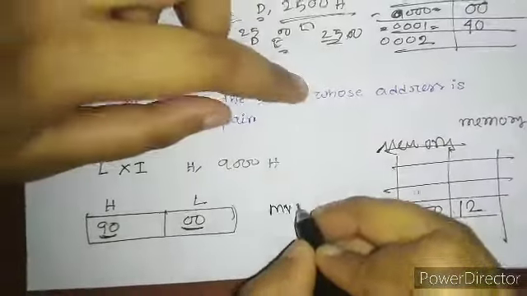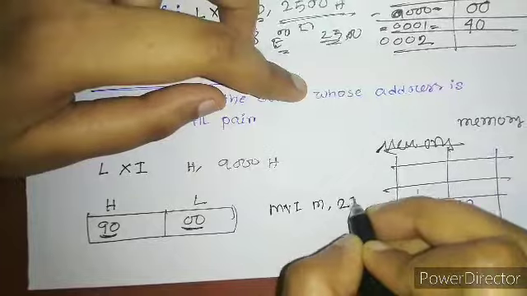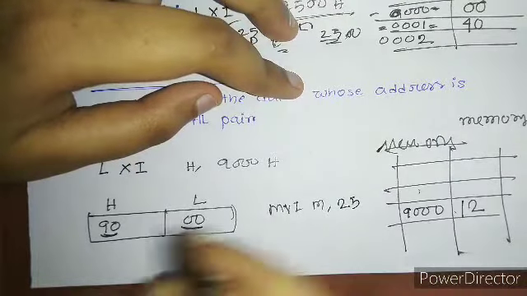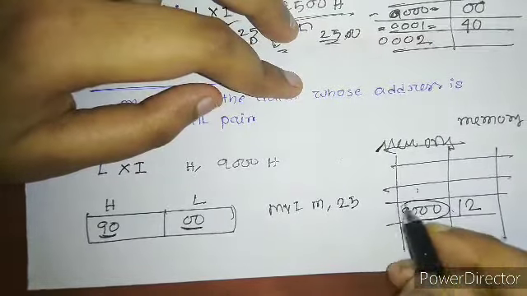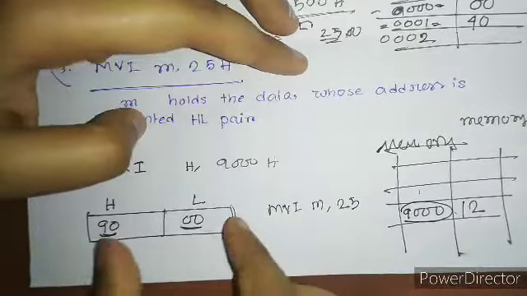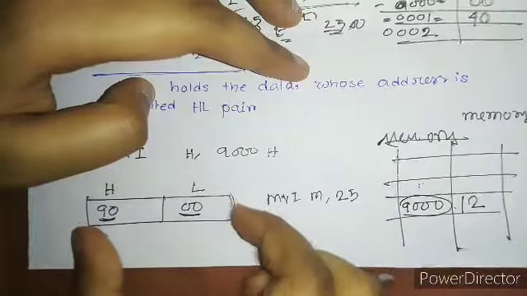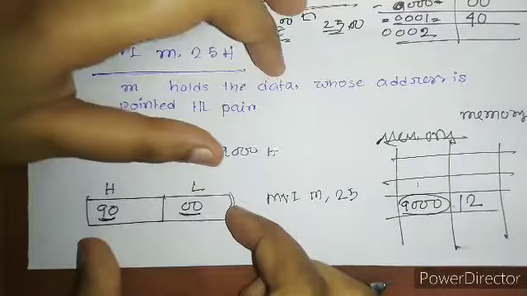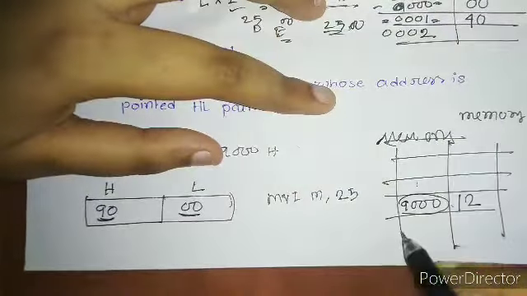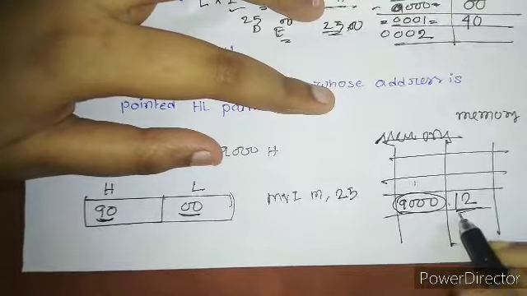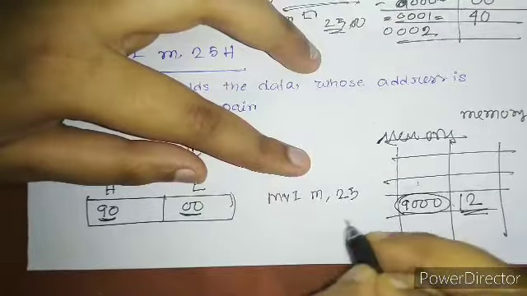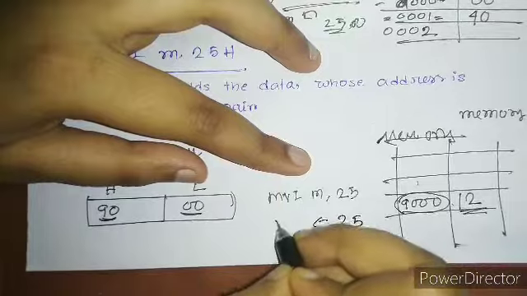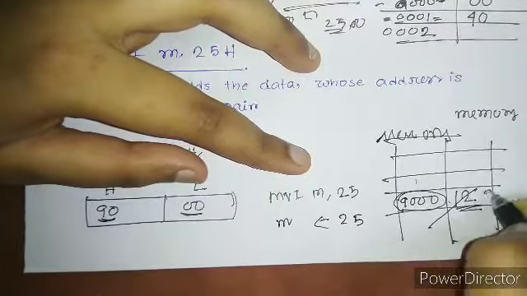MVI M, 25. This means go to address 9000. First, you have to understand what data is inside HL. It's 9000. Go to memory. Find the location 9000. Now there is a data 12, but our instruction is to move 25 into M. So this 12 will get erased and 25 will get stored. Is it clear? Let's take another example.